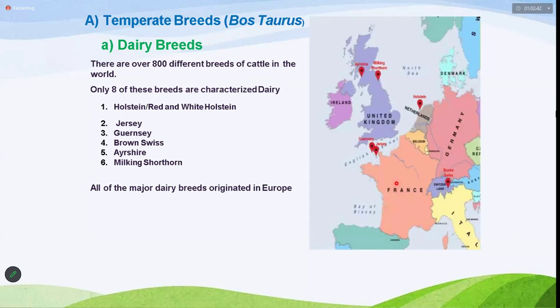Once you think about the temperate dairy breeds, there are over 800 different breeds of cattle in the world. Only 8 of these breeds are characterized for dairy. The main dairy breeds are Holstein, Jersey, Guernsey, Brown Swiss, Ayrshire, and Milking Shorthorn.